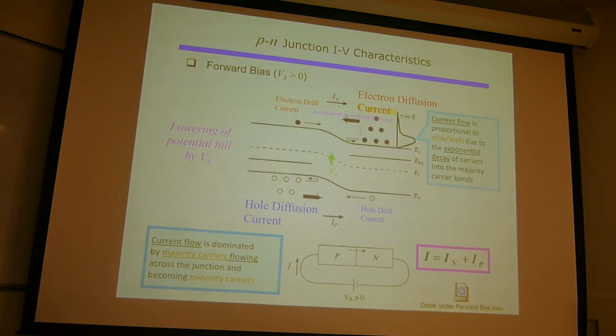Let's look at this again. The electrons, we just said, have this kind of distribution, more down here and then less toward the top. But now, since this barrier is reduced, you will have more electrons with higher energy than this barrier. Previously, maybe only this top one. Now you have more electrons that can diffuse over this barrier because this barrier is reduced.